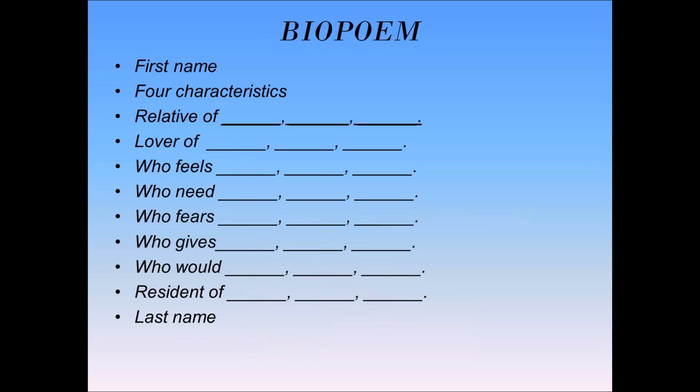The next one is very similar. It's called a bio poem. This is where they write their first name, 4 characteristics about that person, or it could be an object also, and you'll see this: relative of, lover of, who feels, who needs, who fears, who gives, who would like to see, resident of, last name. Oftentimes we think about this poetry with elementary kids, but we have done this with high school kids, and it's amazing what comes out.